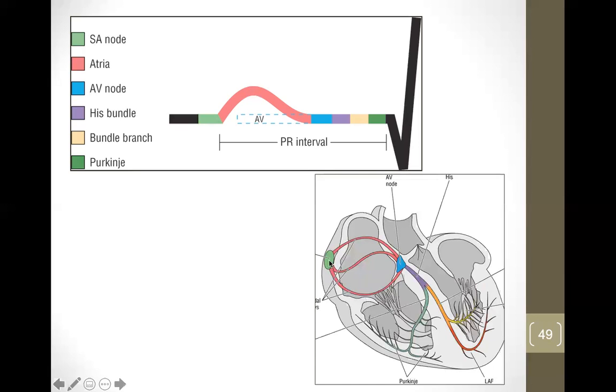So looking at the graphical representation, it's all of these cells in the electrical conduction system, all the way down to the Purkinje fibers, as well as the contractile cells in the atria, to actually contract the atria.